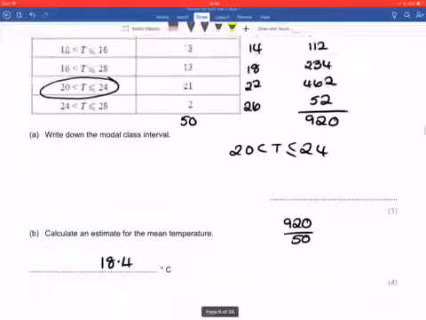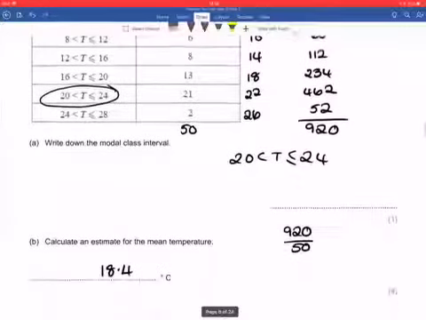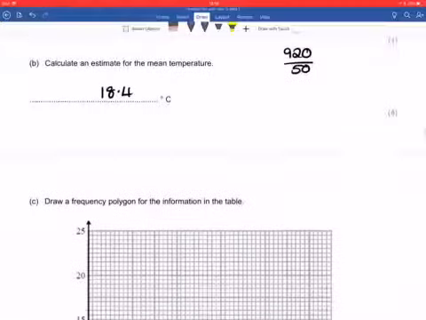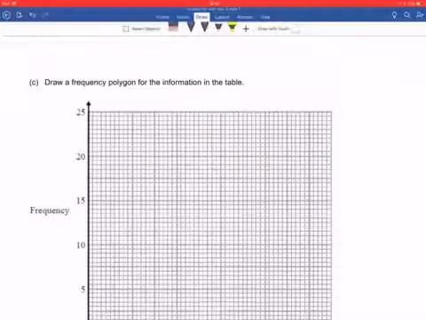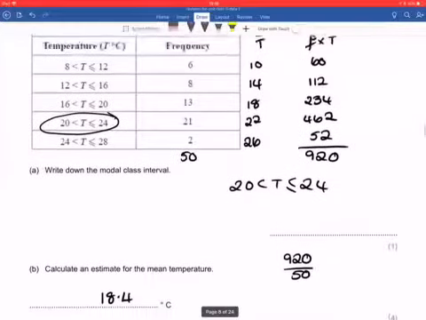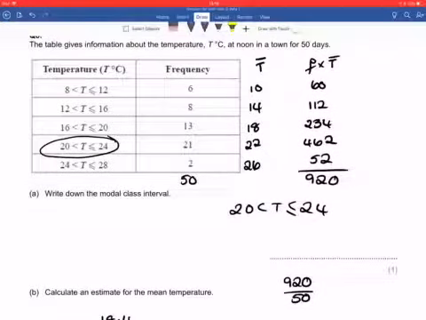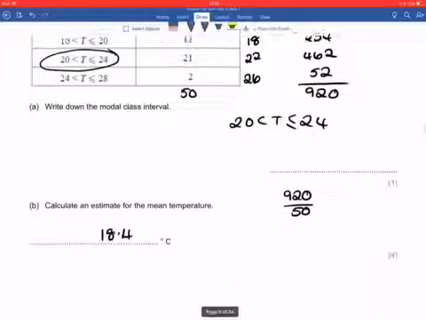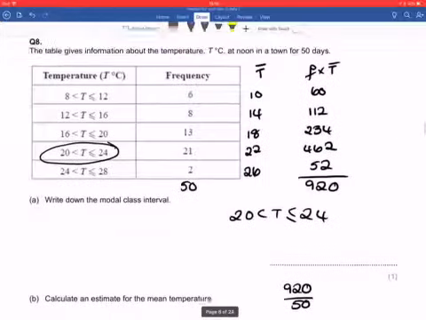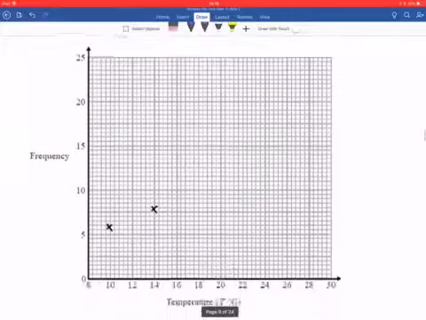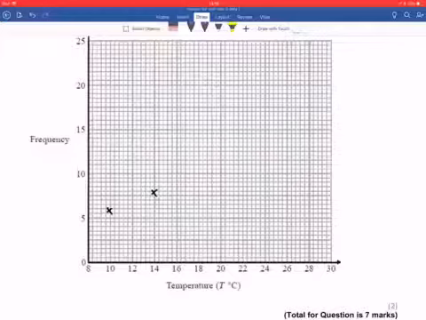So literally, again, I'm going to use those midpoints. I'm going to go that 10 degrees was 6. Be careful you're doing it the right way round. So 10 degrees was 6. So 14 degrees was 8. And 18 was 13.